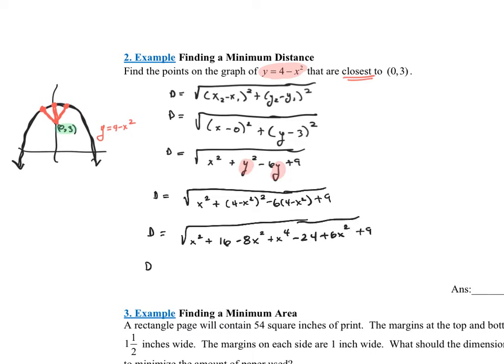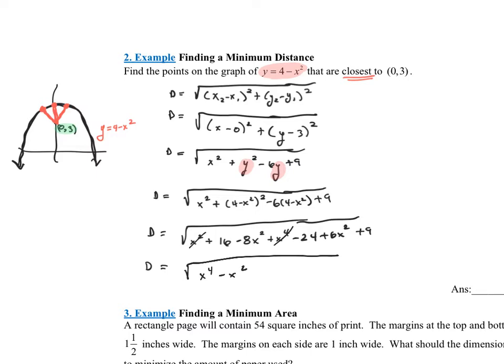Let's get all this put together and see what we get. Putting it in descending order, looks like I have the square root of x to the 4th. That gives me that term. I have an x squared minus 8x squared plus 6x squared. Looks to me like we'd have a minus x squared out of that.